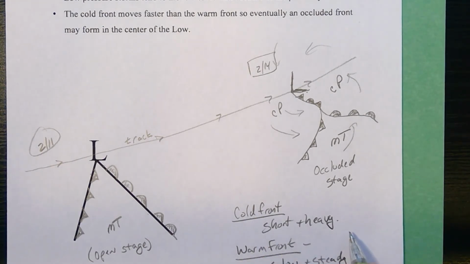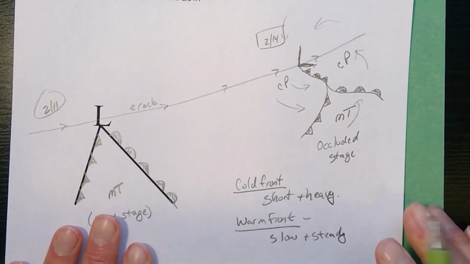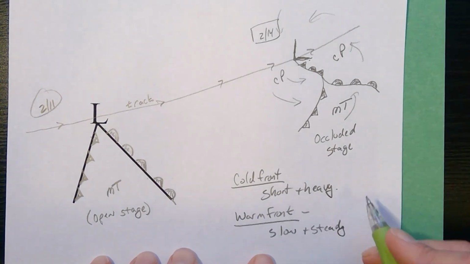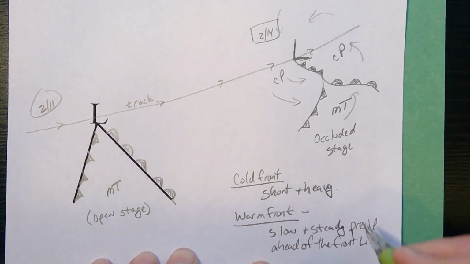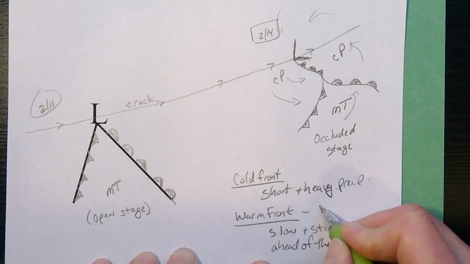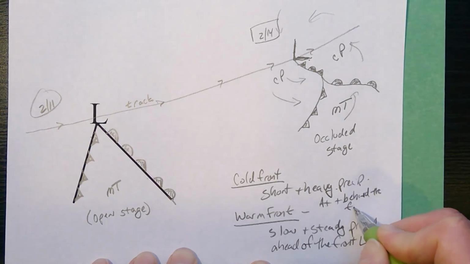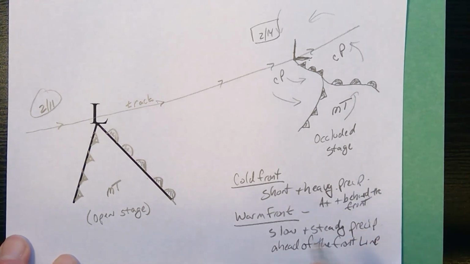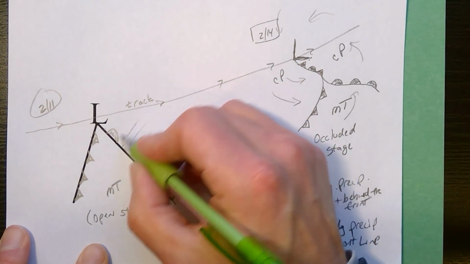If you're looking for a cold front, the precipitation is at the front. And if you're looking for a warm front, it's not only slow and steady precipitation, but the slow and steady precipitation is ahead of the front line, whereas this is short and heavy precipitation, but this is going to be at and behind the front.